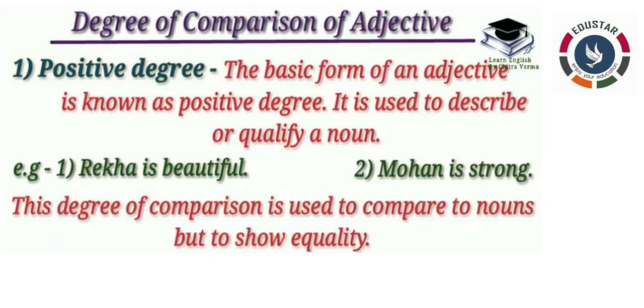If at all positive degree is used for comparison, it is used to compare two nouns but to show equality. It will show only the equality. For example, Rekha is as beautiful as Riya. Here it shows equality between Rekha and Riya.